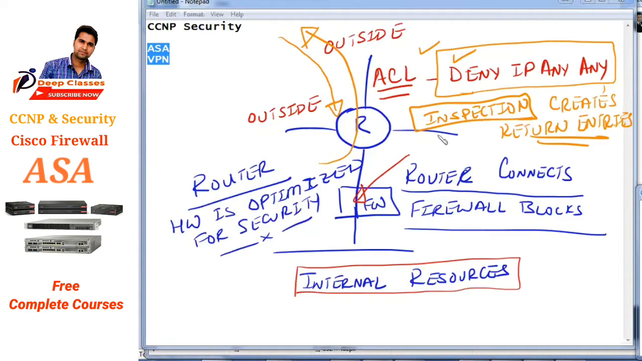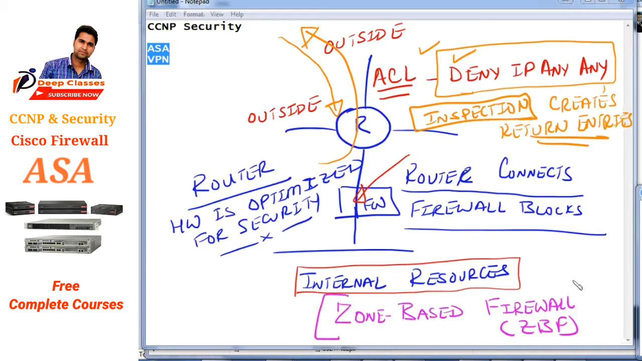Now, at the same time, you might say, well, can I do that inspection on my router? Yes, you can. On the router, you have the ability, not using ACLs, to use a feature on the routers called zone-based firewalls. What is a zone-based firewall? A zone-based firewall is basically a firewall feature set installed on a router.